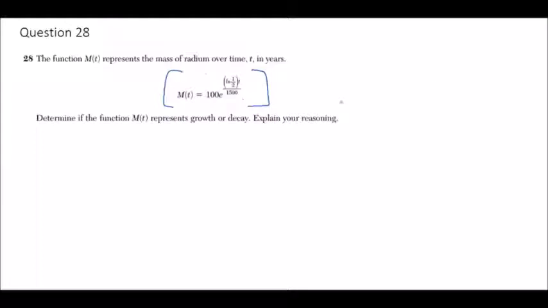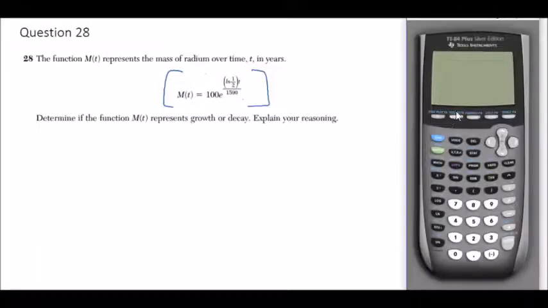Now, if we are versed in chemistry or physics, we'll recognize that this is a half-life equation. And of course that would be a decay function because the mass of radium would decrease rather than increase. But forgetting that for a moment, let's consider this purely from the mathematical standpoint.